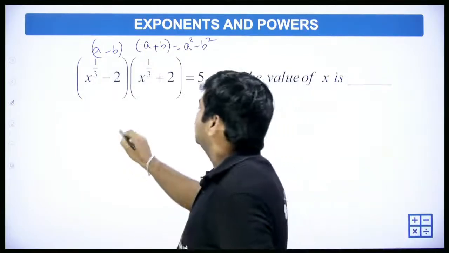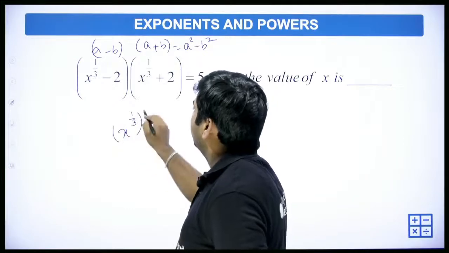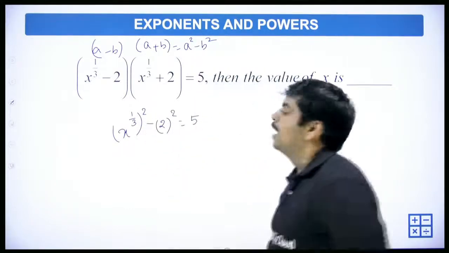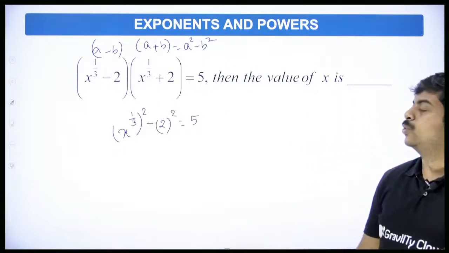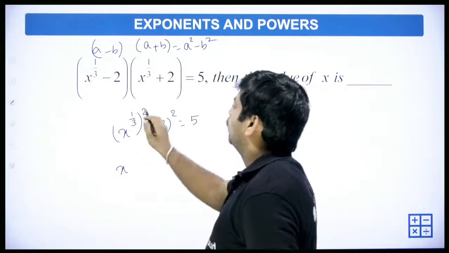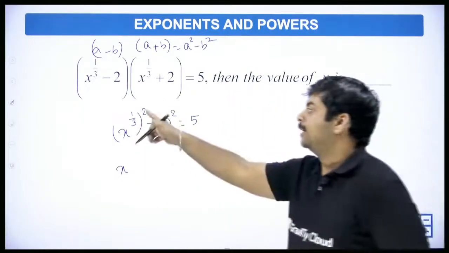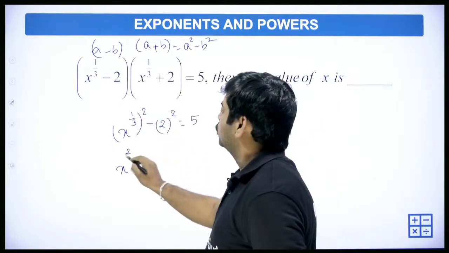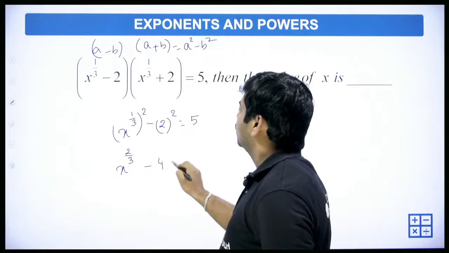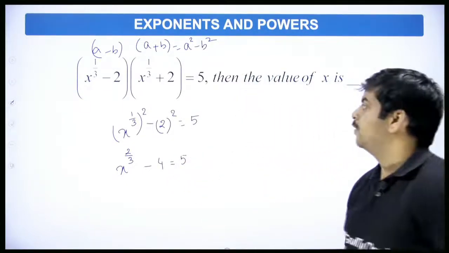Which is x power 1 by 3 whole square minus 2 whole square, which is equal to 5. So which is x power m whole power n, which is x power mn. Multiplication of 1 by 3 into 2 becomes 2 by 3, right? Minus 2 square is 4 is equal to 5. X power 2 by 3 minus 4 is equal to 5.